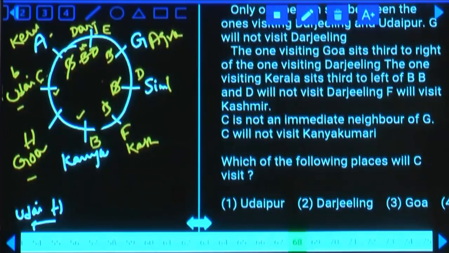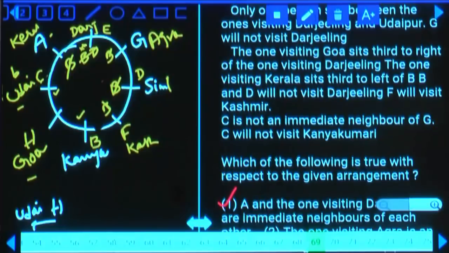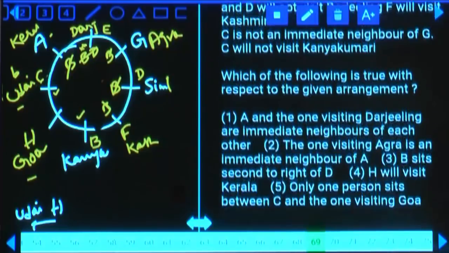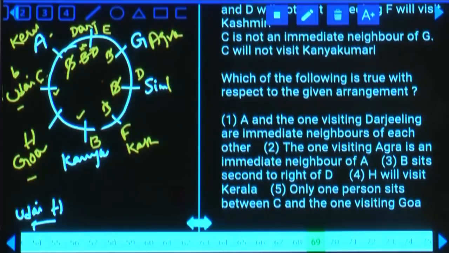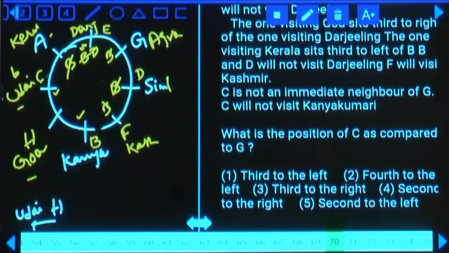And question number 68. Which of the following places will C visit? Now C visits Udaipur. C visits Udaipur, that is choice 1. And question number 69. Which of the following is true with respect to the given arrangement? A and the one visiting Darjeeling are immediate neighbors. A and Darjeeling are immediate neighbors, definitely true, choice 1. Then question number 70. What is the position of C as compared to G? Now C is third to the right hand side of G, that is choice 3.